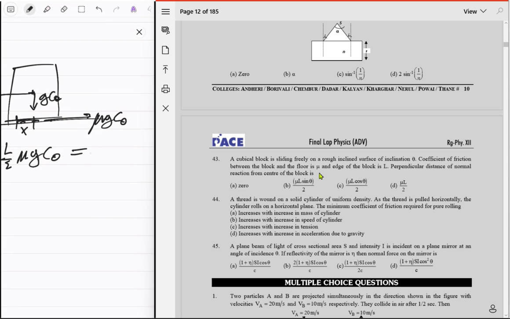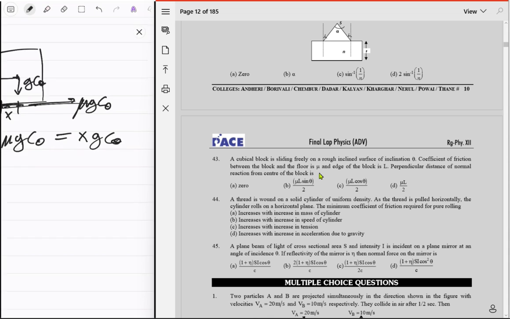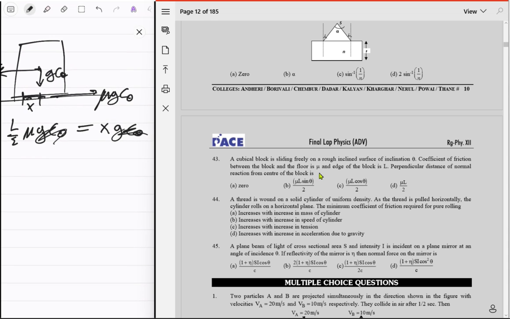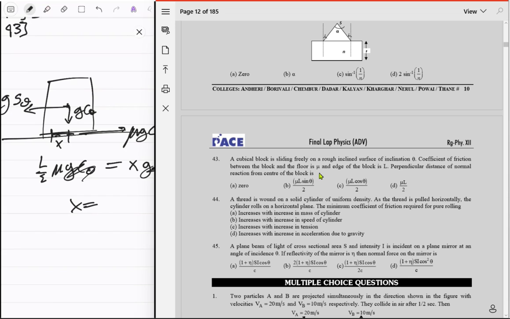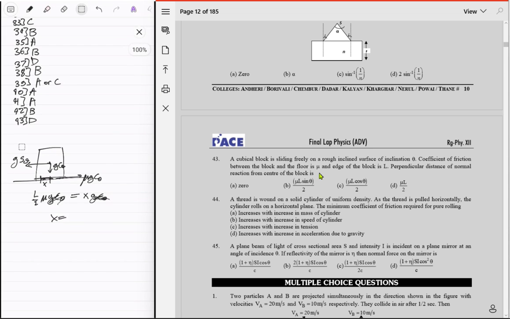This is equal to x times the normal force that acts here, which is just g cos theta of course. Why even worry about this g cos theta stuff, because it cancels out anyway, so we just need mg, but whatever, that's the topic basically. So x is just mu l upon 2. So D is the answer, come on, this was easy. The perpendicular distance of the normal reaction from the center of the block is mu l upon 2, D's answer. Next question, 44.